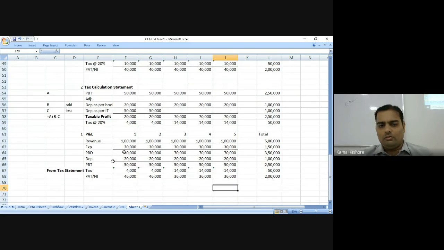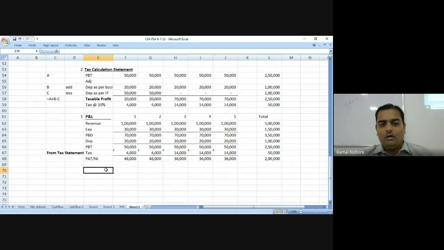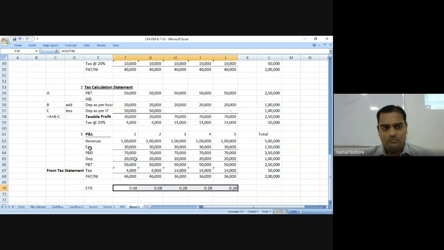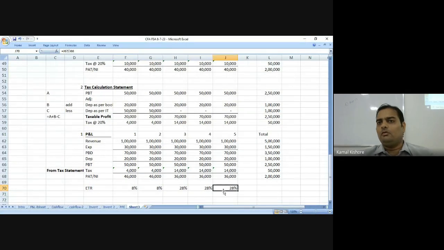Okay. Now, I hope everyone has got this. Now, can you tell me what is the ETR for each of the years? ETR. What is ETR? Calculate the ETR for each of the years. So ETR is 8%. Right? Are we getting this?